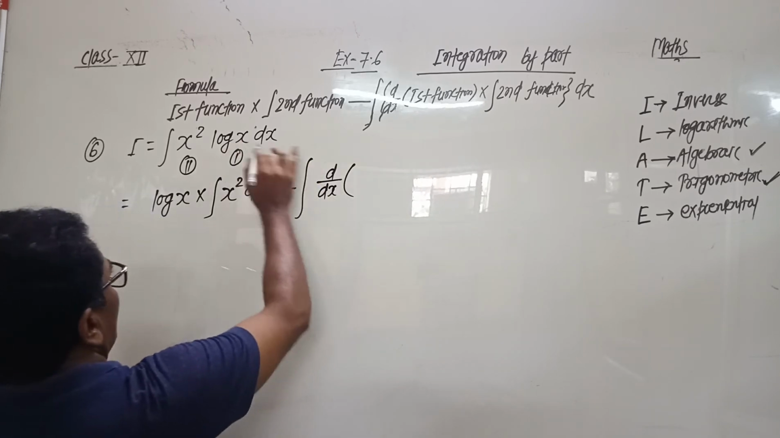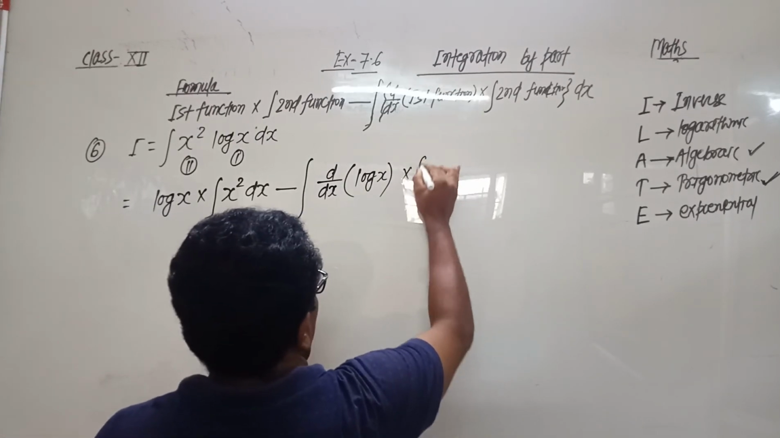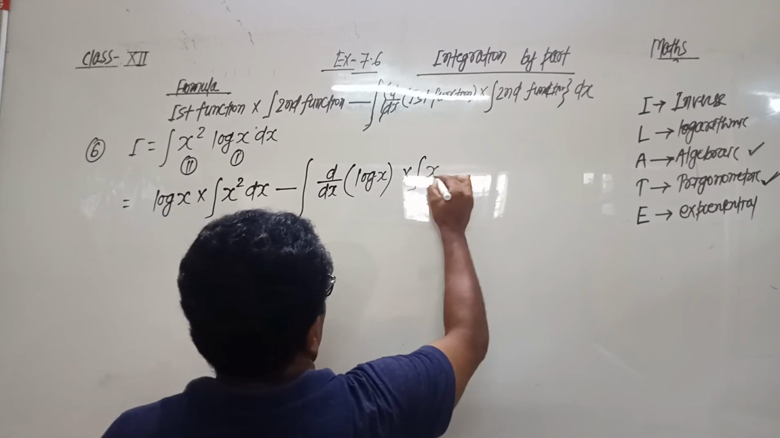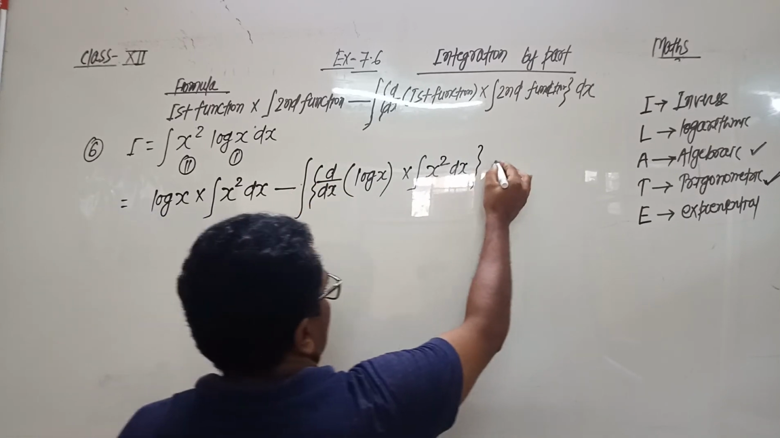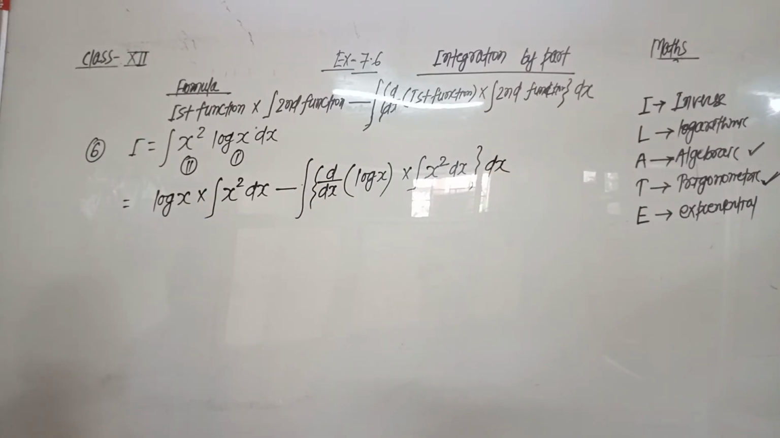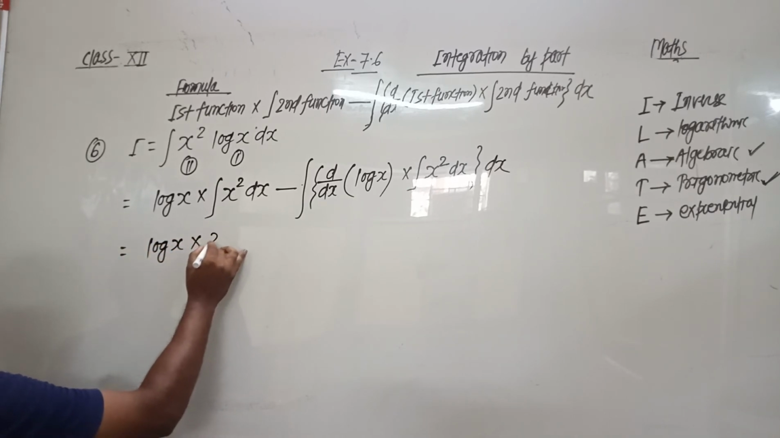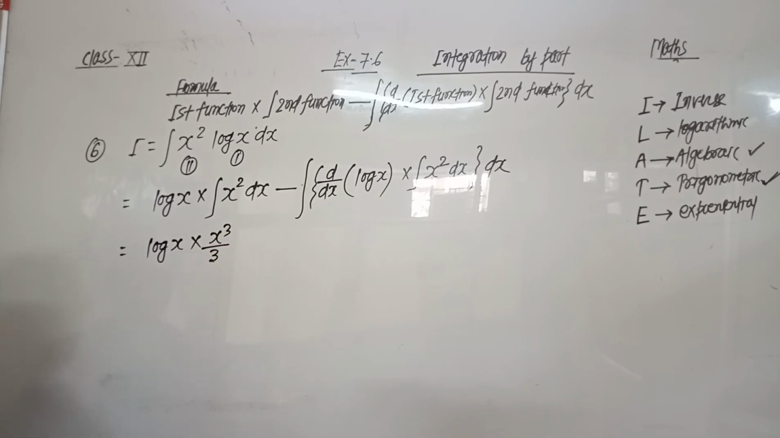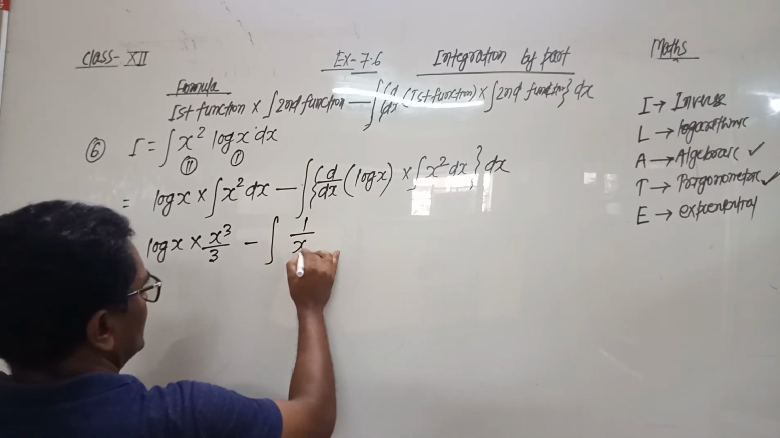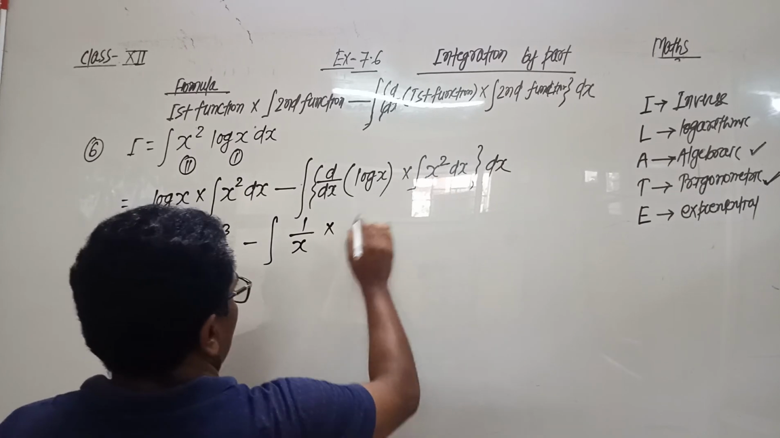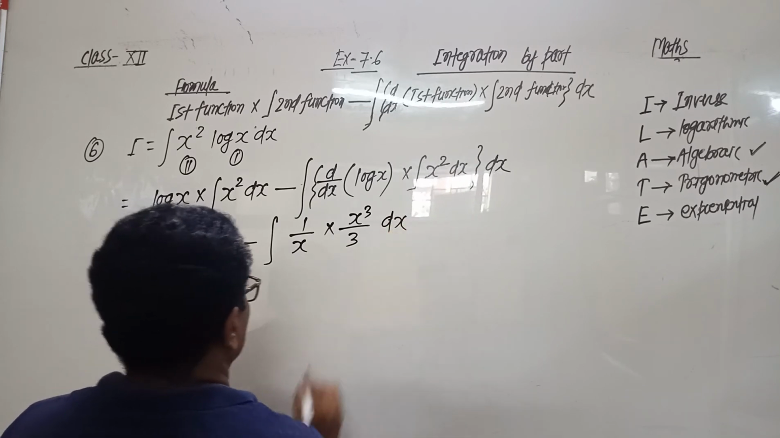of first function, and the first function is log x, into integration of second function, x square dx, and for this integral we use dx. So log x as it is, and integration of x square is x cube by 3, minus integration of differentiation of log x, which is 1 by x, into integration of x square, which is x cube by 3, and dx.